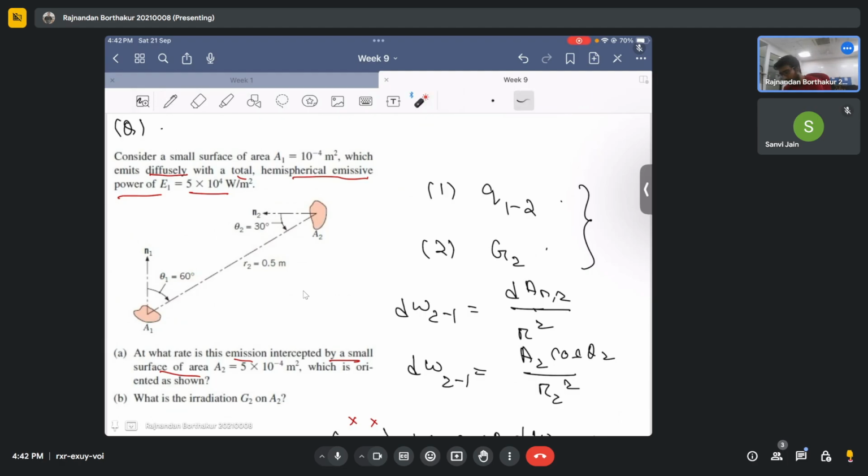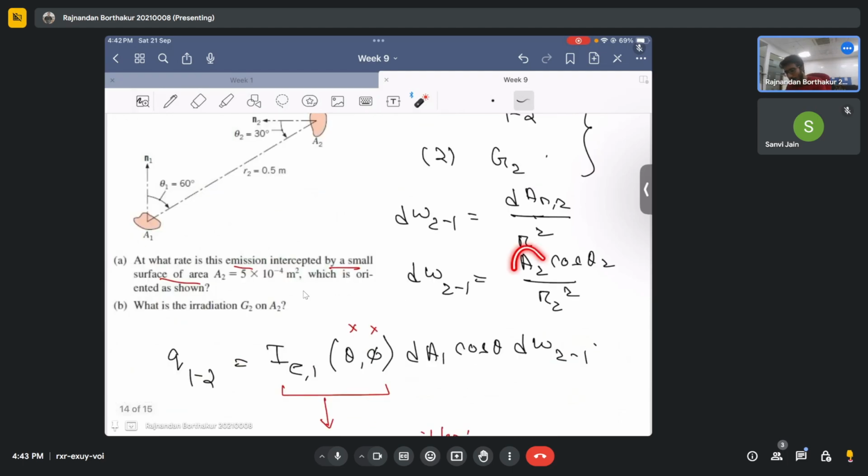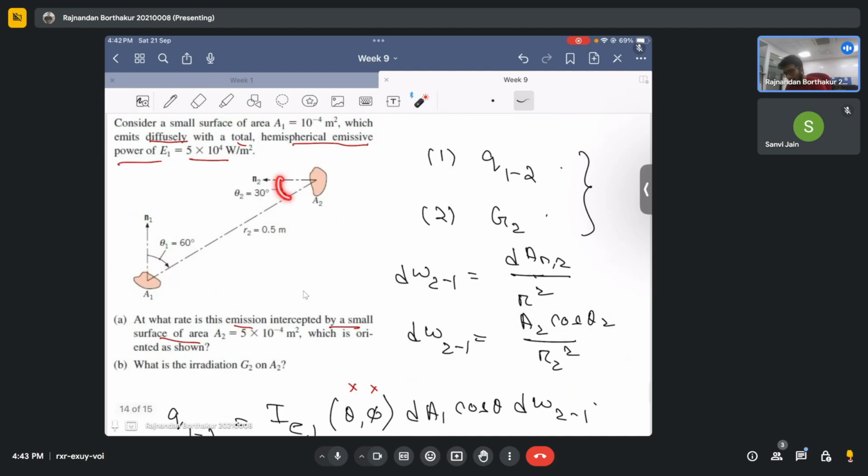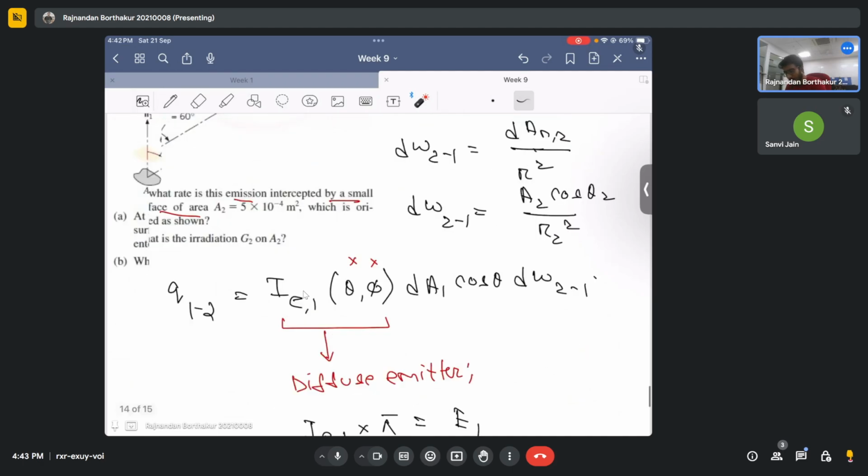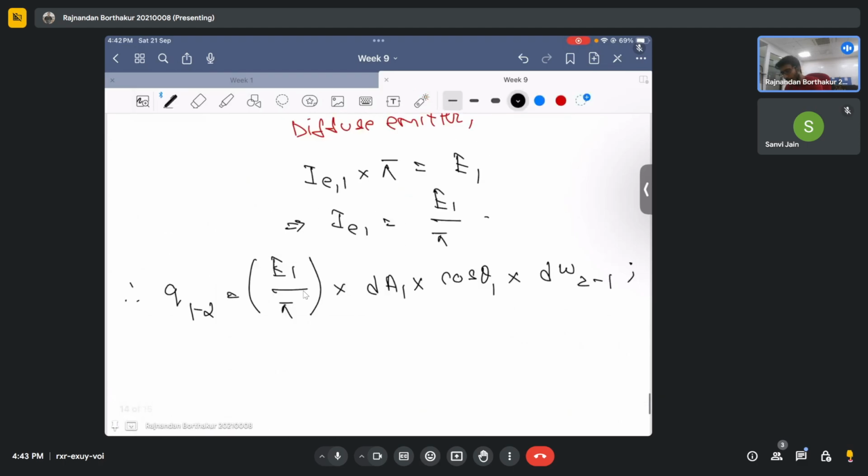It's simple, right? Because this normal is in this direction, so your dAn is basically this area, and this is the solid angle that is being subtended by this area. So the normal area with respect to this A2 is going to be A2 cos theta 2 divided by r2 squared, from the definition of solid angle, of course. Now you know these values, right? A2 is known, cos theta 2 is known because this angle is known, and r2 is known, this is 0.5. Everything is known. So your d omega 2 1 just simplifies to A2 cos theta 2 by r2 squared.